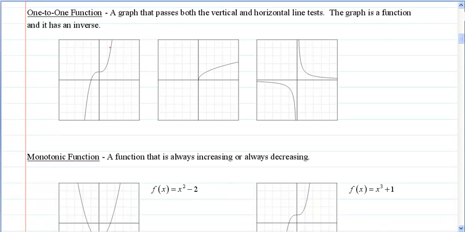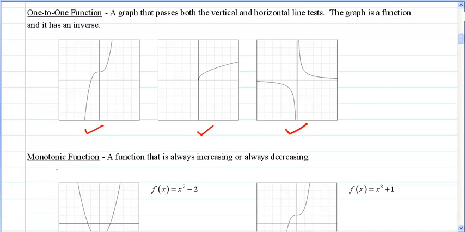So if we look at one-to-one functions, a one-to-one function is a graph that passes both the vertical and horizontal line tests. So if a function is one-to-one, then we know that the graph has an inverse. So in this first graph, we can see that it passes both the horizontal and vertical line tests. Same with the second graph. And the third graph, even though it has asymptotes, it still passes the vertical and horizontal line tests, so it's also one-to-one.